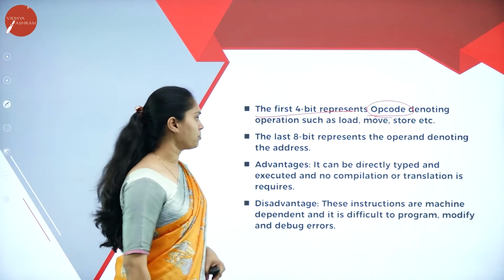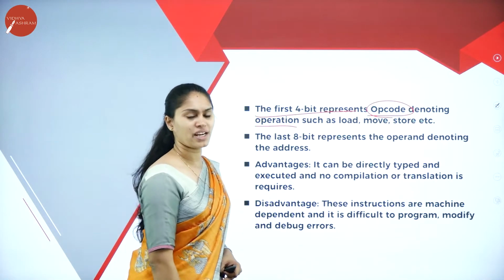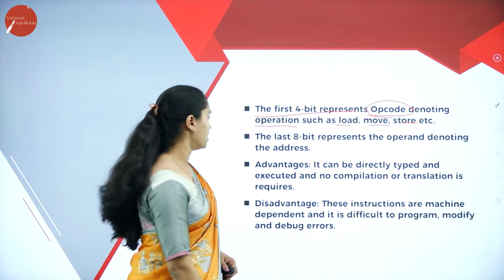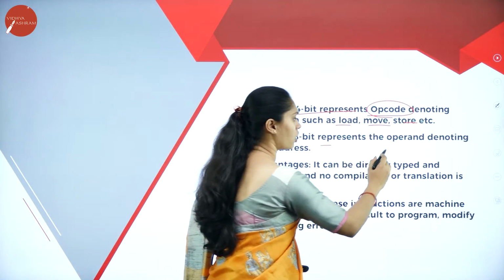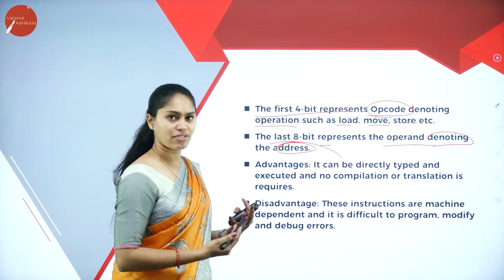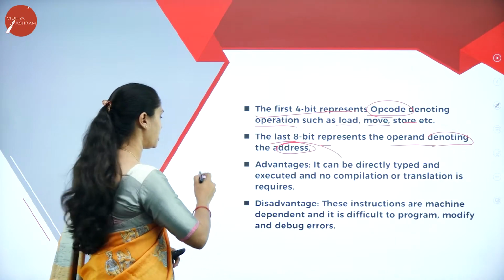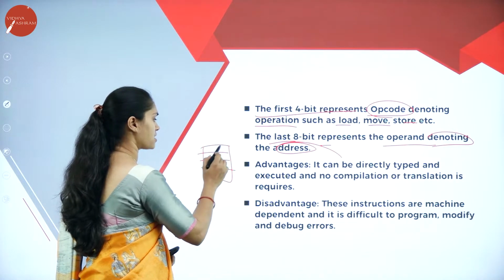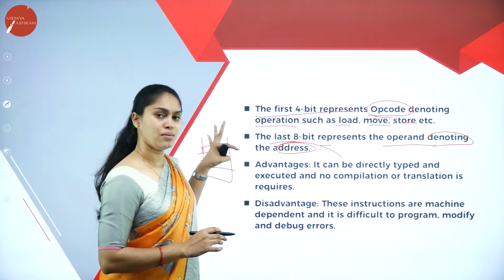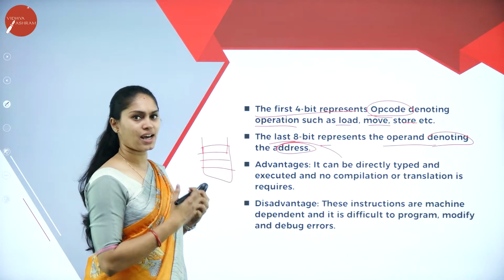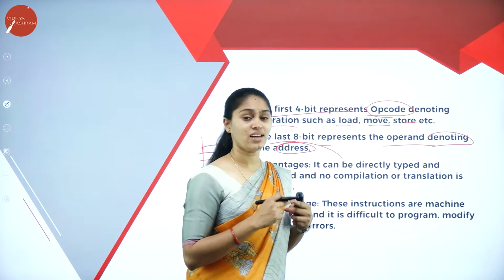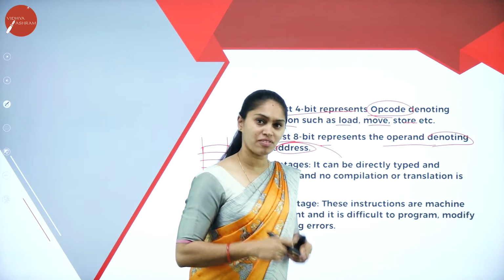The opcode says the kind of operation we are doing, whether we are performing loading, moving or storing of the data. Then the last 8 bits represent the operand, which denotes the address. When I am creating any variables or data, in the memory it is going to be stored somewhere. So this operand is going to give me the address of that data. By making use of that address, I can fetch the data, copy the data, move and store that kind of data. Opcode specifies the type of operation and operand specifies where it is.